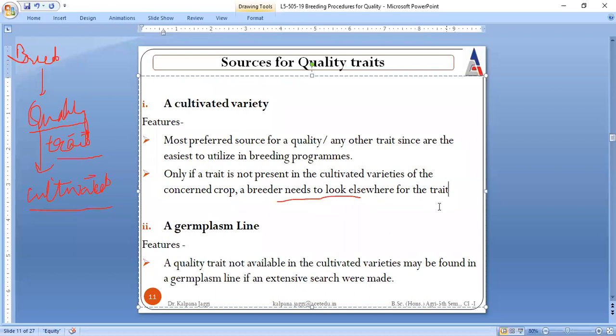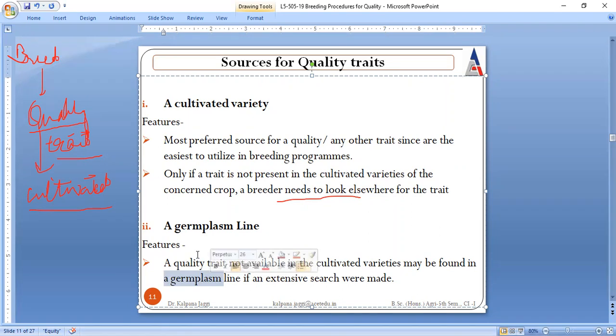Now I will discuss the next source of quality trait, and that is the germplasm line. Here the quality trait is not available in the cultivated varieties. That means if the characteristic that we were looking for is not available in the cultivated variety, the breeder needs to look elsewhere. But where? He or she can look at the germplasm line. So this is a germplasm line.